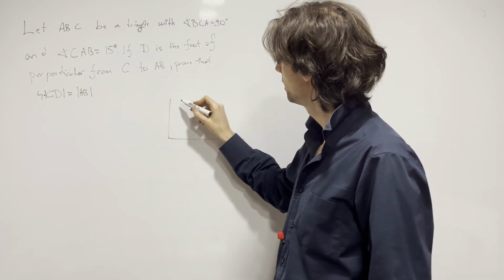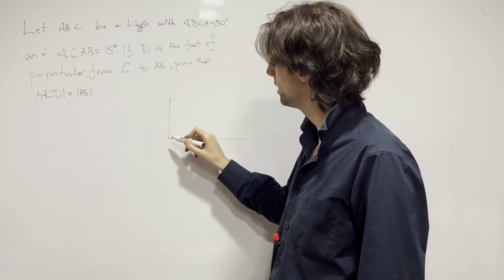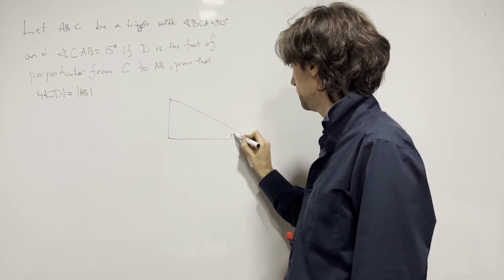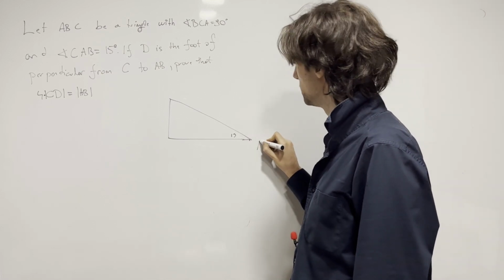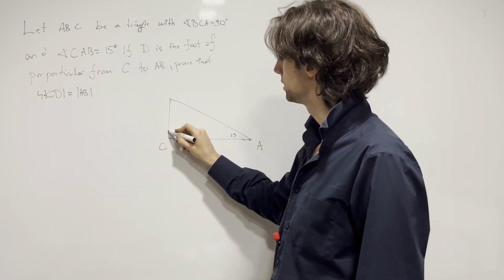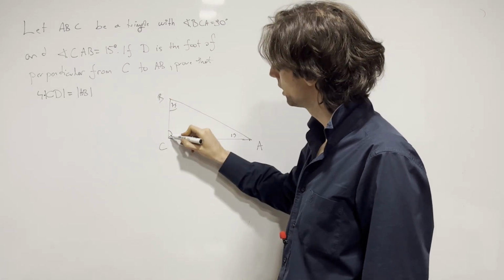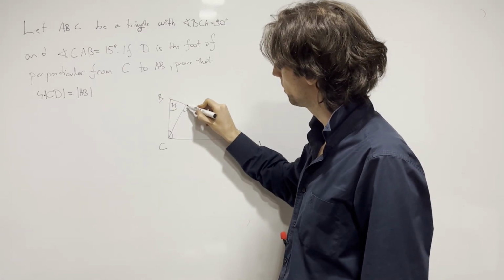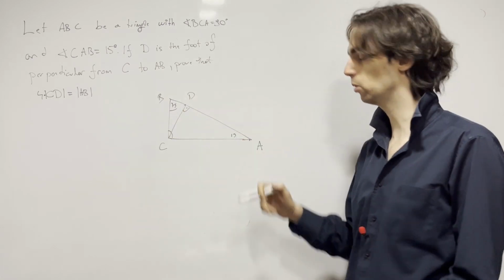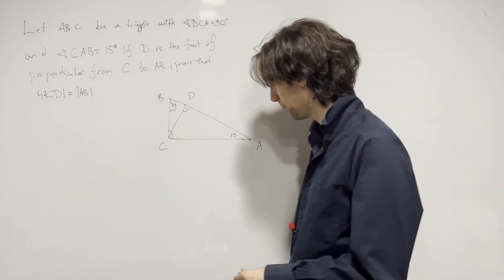We have angle BCA is 90 and angle CAB is 15. So we're going to have this type of diagram. Bam, a 15 here, angle CAB. This is 90, and this is then 75 at B. And it says if we have a foot of perpendicular D, let's prove that CD is 4 times smaller than AB. Okay. So how are we going to do this?